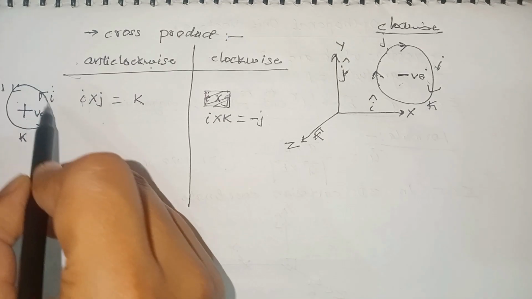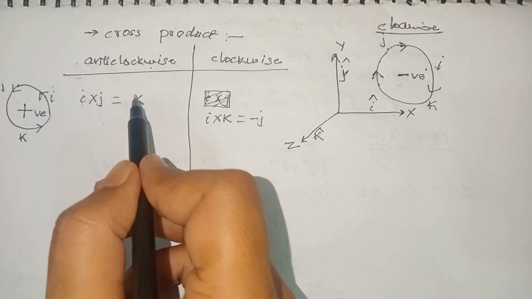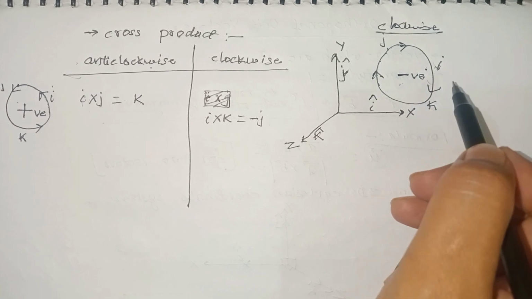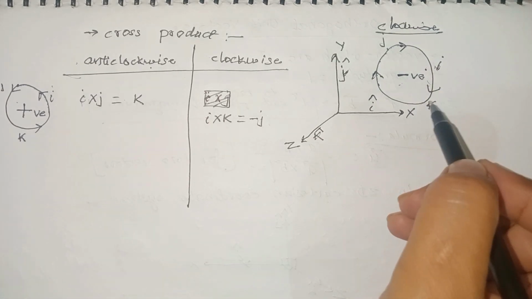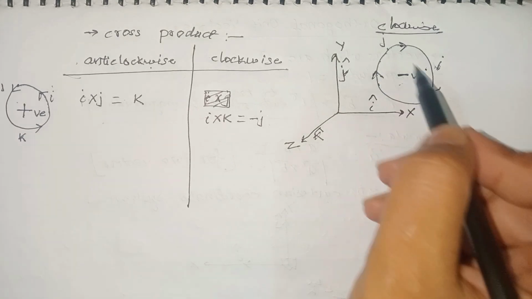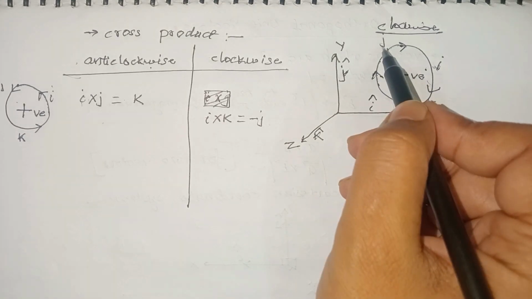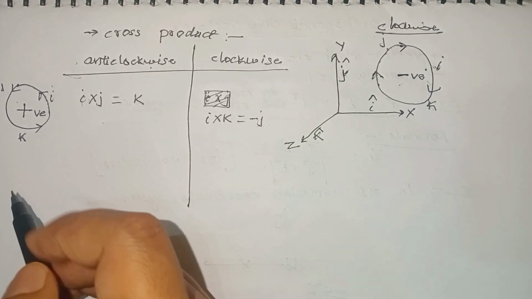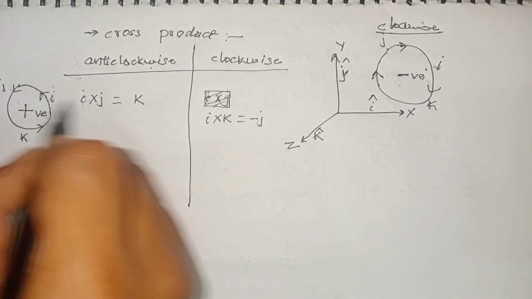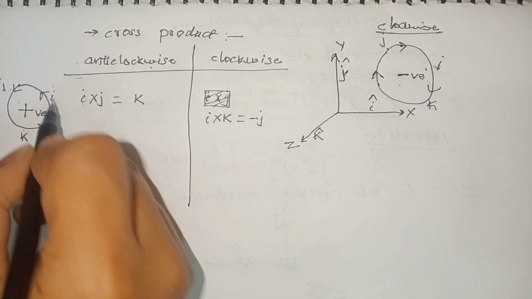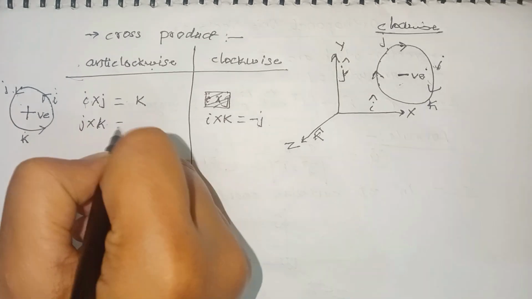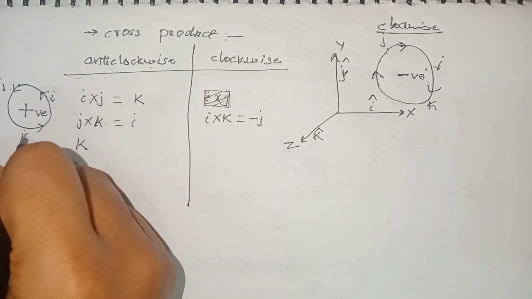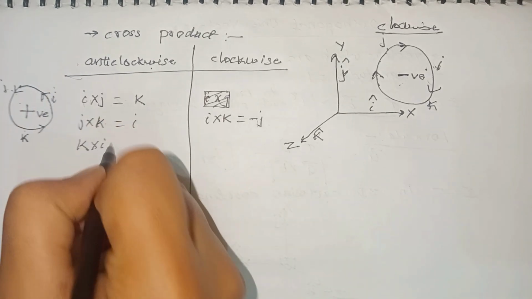In anticlockwise it is taken as positive sign, that is positive k, and in clockwise, when we read it clockwise, that is i cross k, that will be j, but with minus sign. So here i cross j will be k, j cross k will be i, and k cross i will be what? k cross i will be j.